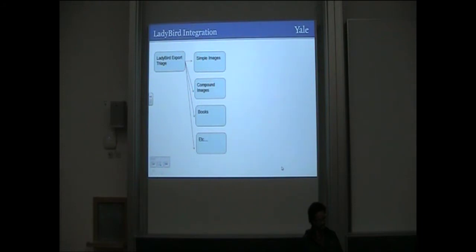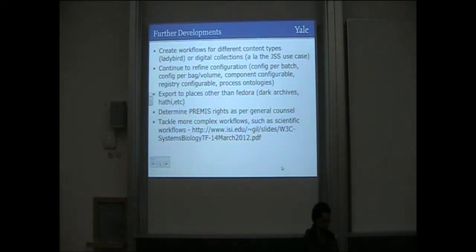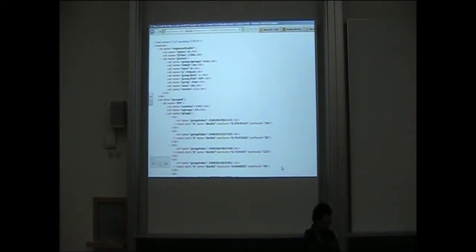In the later use case, this would be configured to have different drop boxes for each type of content model and each type of configuration. So a simple image will go in one place, that's configured, and sent to the right place, a compound image will be treated a little differently, configured a little differently, but basically do the same thing. Further developments are to use this system for all workflows in the library. There are several of them. We'll continue to refine the configuration. There are some trade-offs in how much should be configured and how much should be hard-coded.